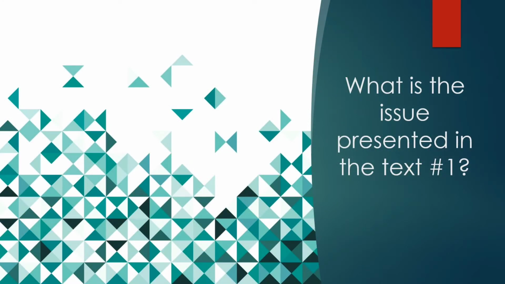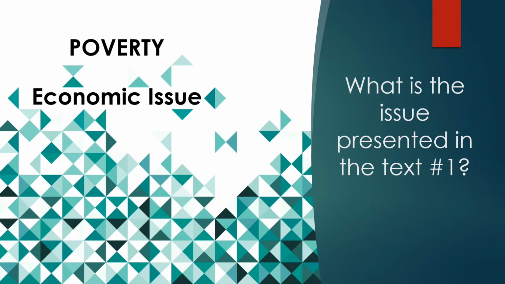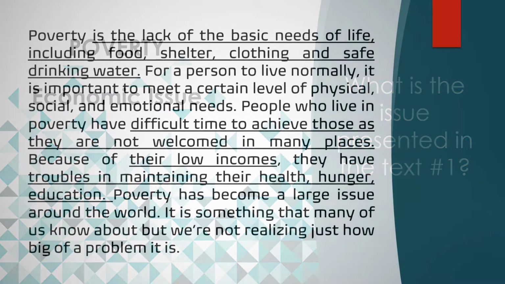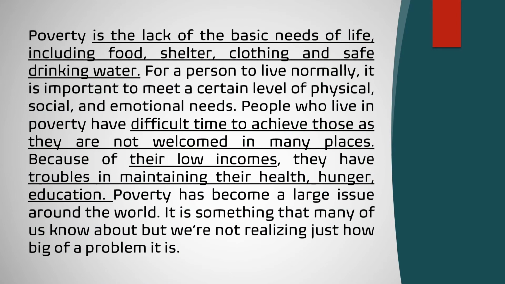Did you listen very well? If so, what is the issue presented in the text number 1? Very good. It is all about poverty. And poverty is an example of economic issue. In the listening text, it describes and defines what poverty is. It also cited its causes and effects.